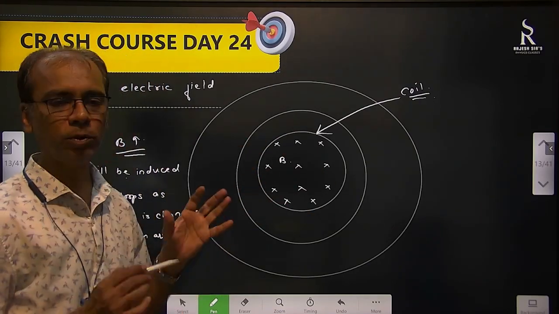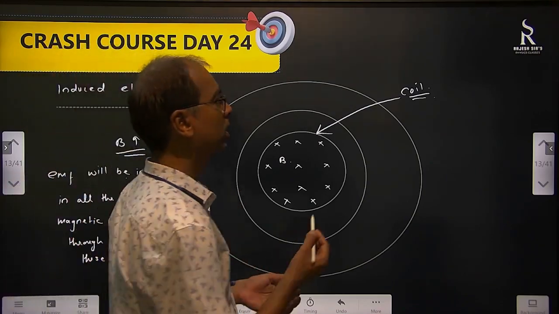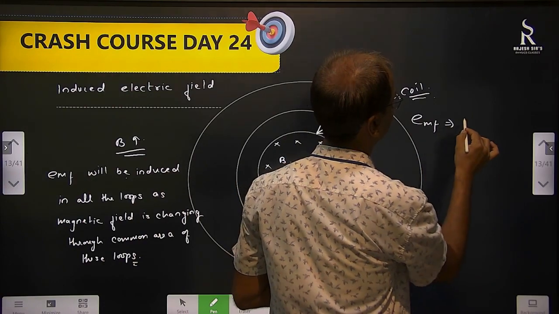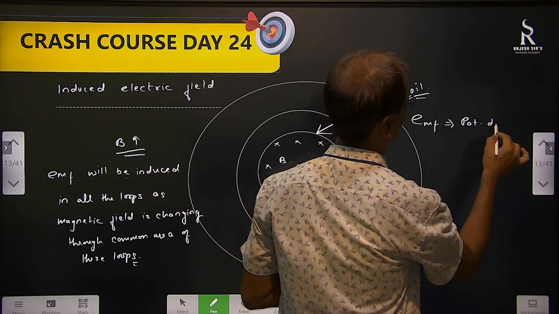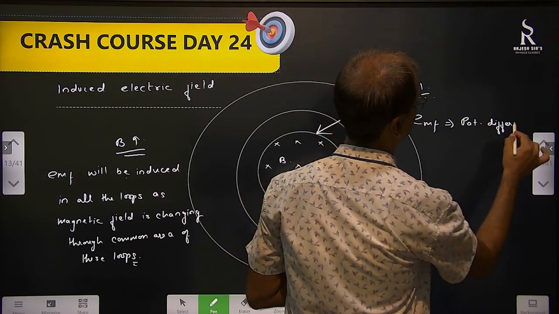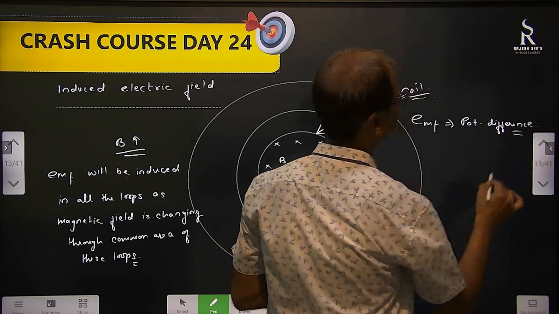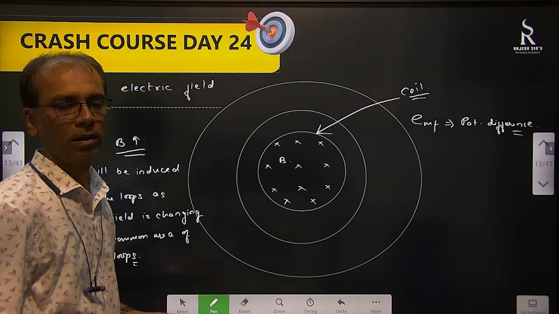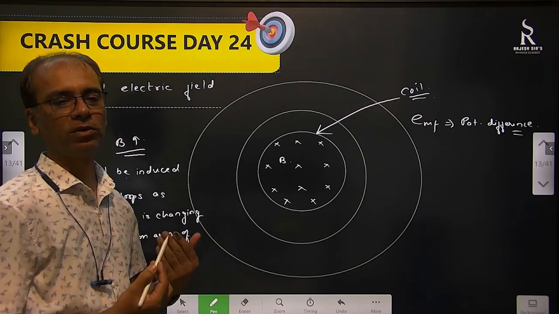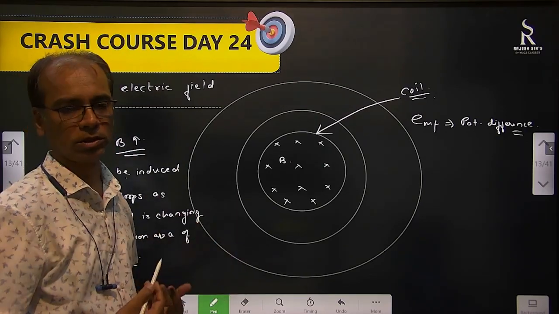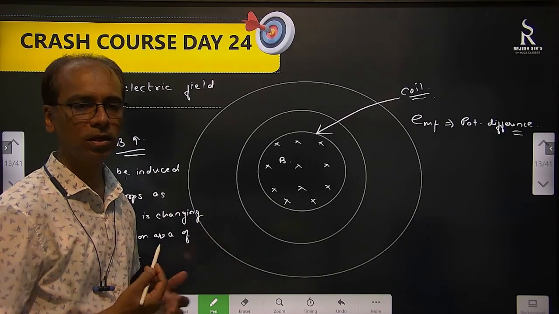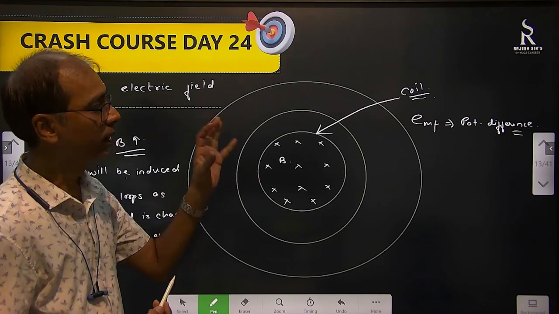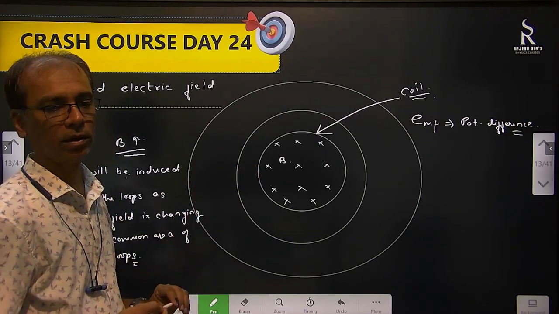Now EMF basically is what? Potential difference. EMF is potential difference. And if potential difference is there, that means an electric field is there. We know the electric field is always from higher potential to lower potential. So potential difference means an electric field is there. Correct. So we have to find that electric field, the induced electric field.